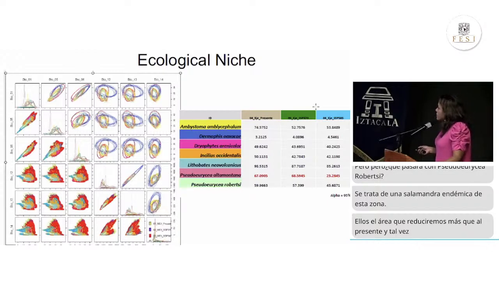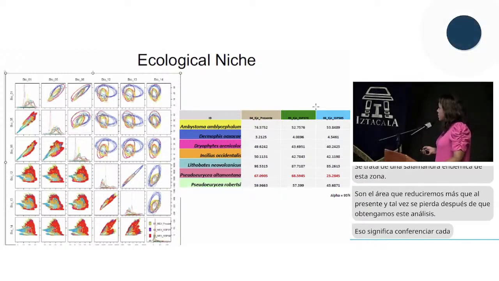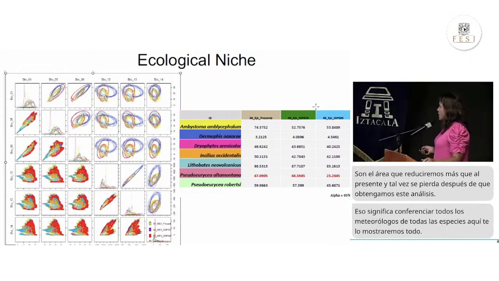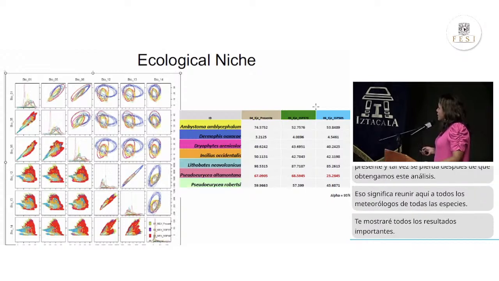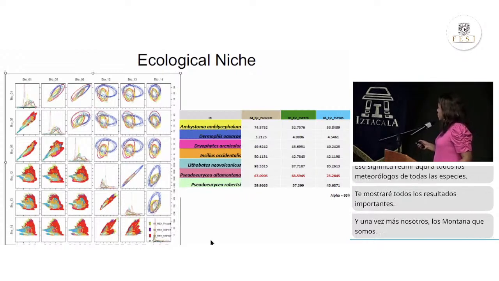After we obtain this analysis, which means comparing every ecological niche of all these species, here I will show you all the important results. And one more time, Pseudoeurycea tamontana, which is a salamander, will see its area of presence reduced.